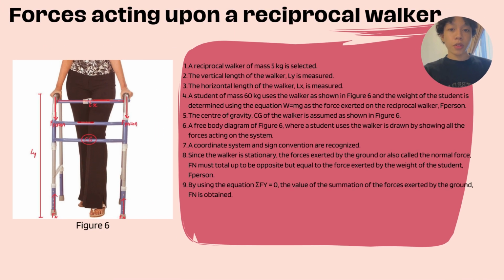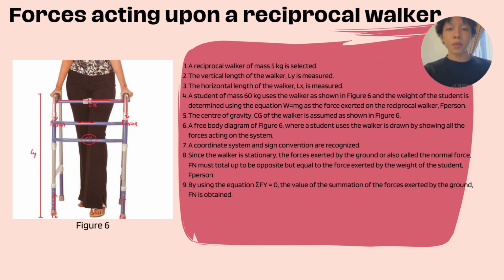So I'll be proceeding with the methodology. The first part is the forces acting upon a reciprocal walker. We have selected a reciprocal walker with mass 5 kilograms, and the vertical length of the walker, Ly, is measured from the very top to the very bottom of the walker. The horizontal length of the walker, Lx, is also measured from the right-hand side to the left-hand side of the walker. And a student of mass 60 kilograms uses the walker as shown in figure 6.